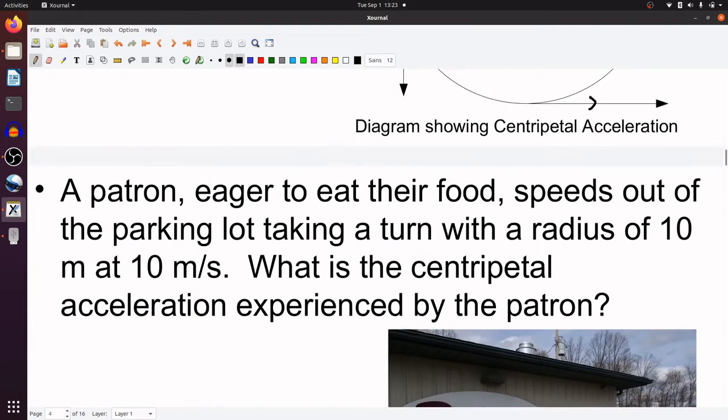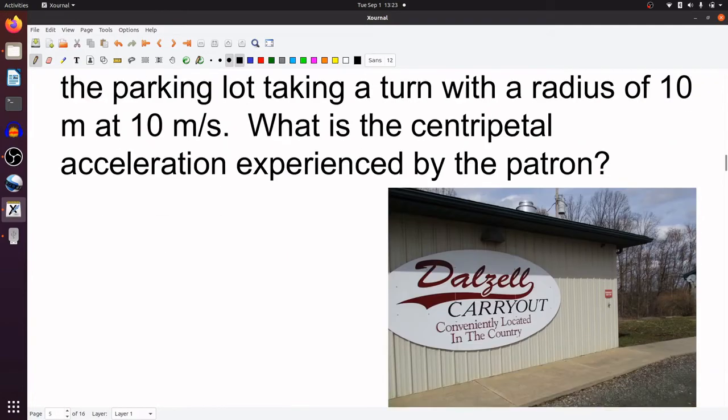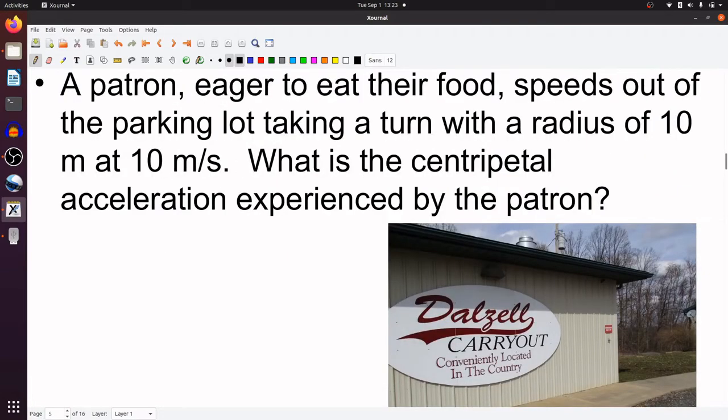All right, so let's do a problem with that. A patron, eager to eat their food, speeds out of the parking lot, taking a turn with a radius of 10 meters at 10 meters a second. What is the acceleration experienced by the patron?